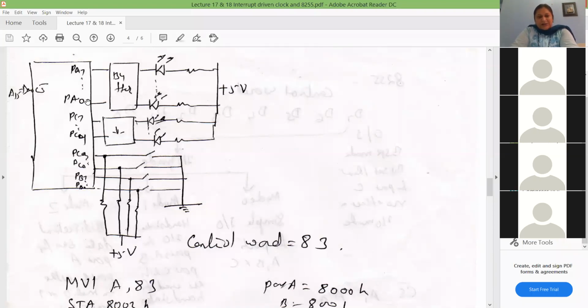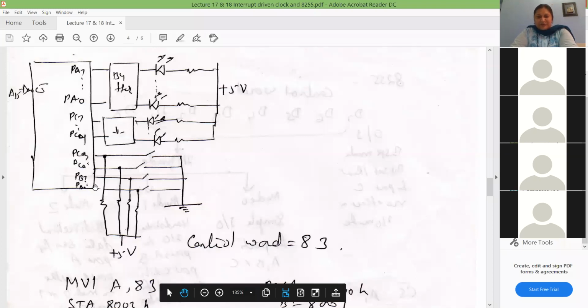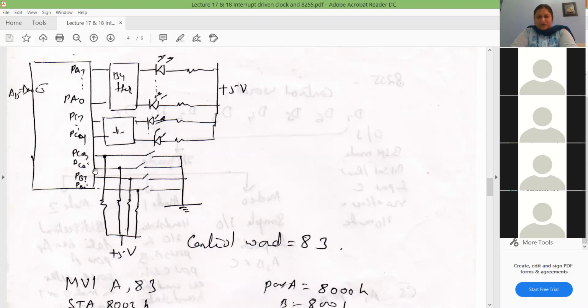So let's say I have decided that port A should be the output port and port C upper should be an output port. So the 12 LEDs I will connect to these ports through buffers. Buffers just raise your current capability. And these 12 switches I am connecting to port B, because port B is an 8-bit port, so 8 switches will be connected, and port C lower is 4 bits, so 12 switches are connected.